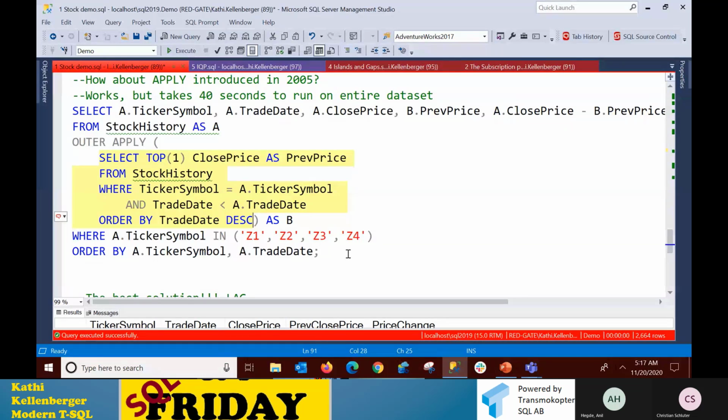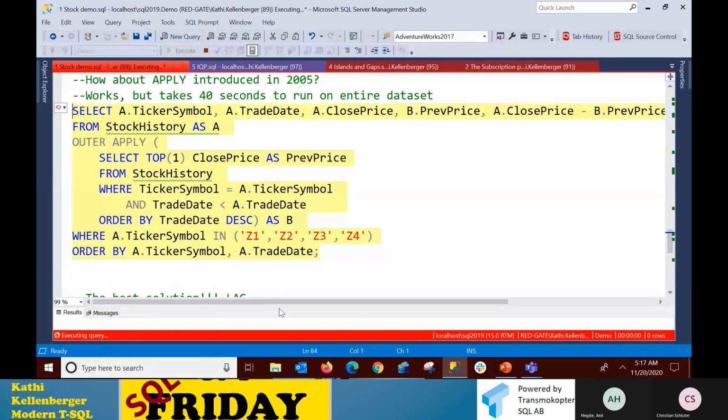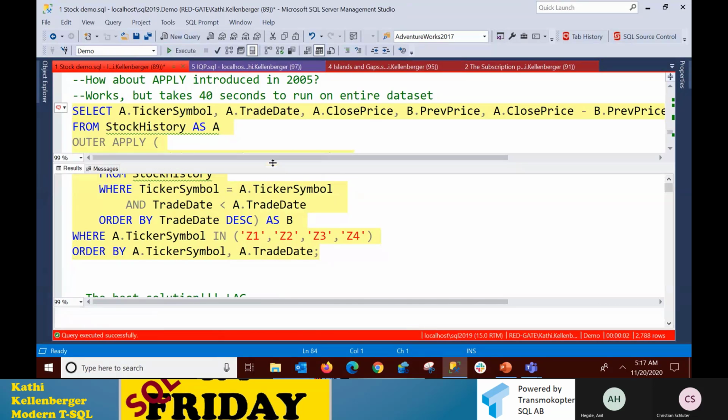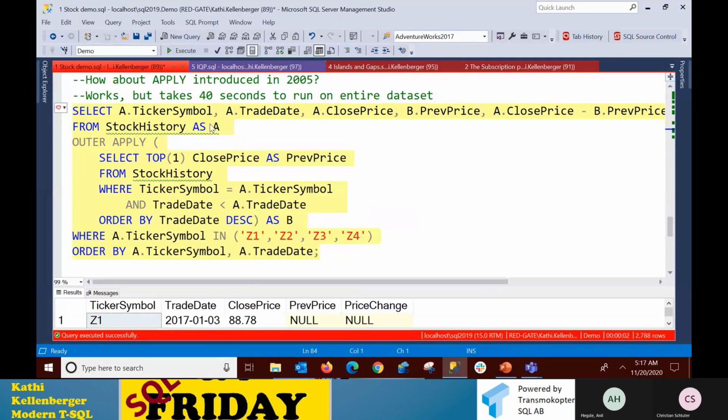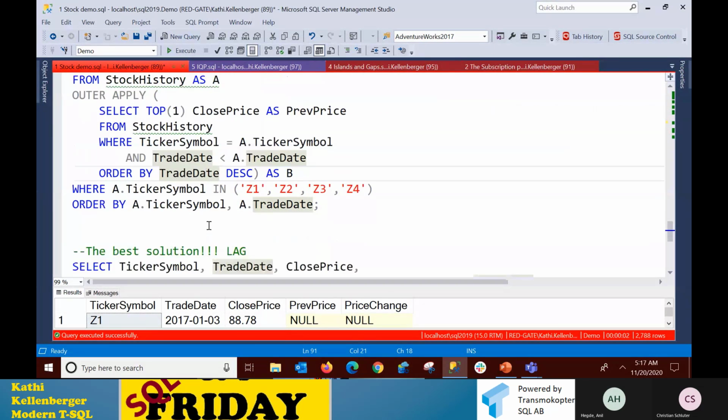I'm only going to run this on four symbols instead of the whole thing, because it does take a long time to run, really long time to run, but it will work. So it did work. It took 2 seconds to run on just a handful of symbols. When I tried it the other day, it took 40 seconds to run on the entire thing. So I'm not going to do that.